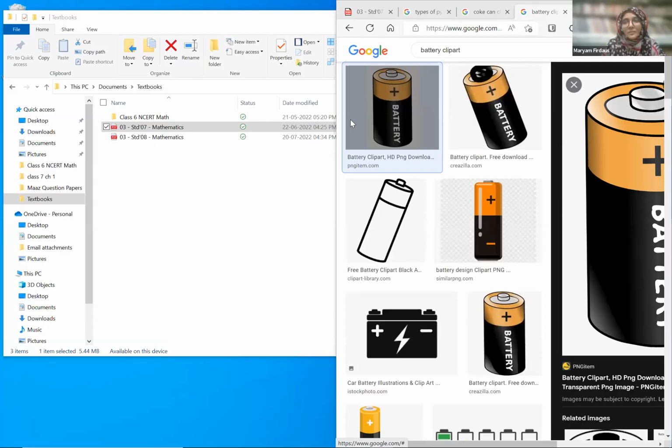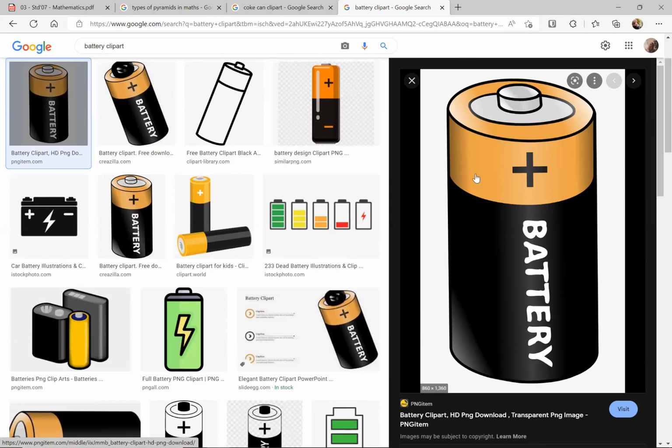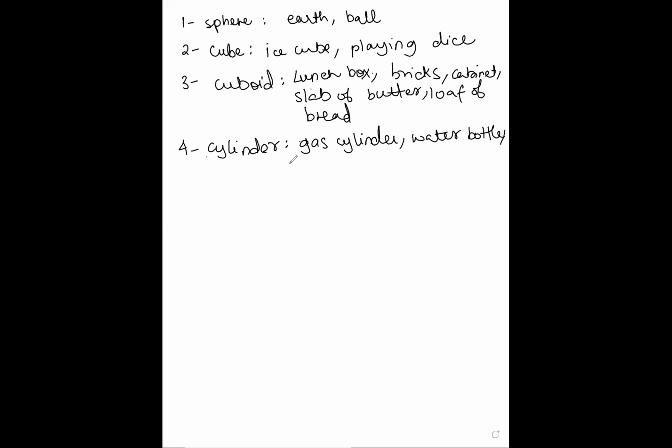Can you see my screen now? Yeah. What is this? Battery. What shape is this? Cylinder. Okay. And what do we have over here? A can. Yes, it is. Shape? Cylinder. Yeah. Okay. So I'm gonna write it. So we have can and battery.